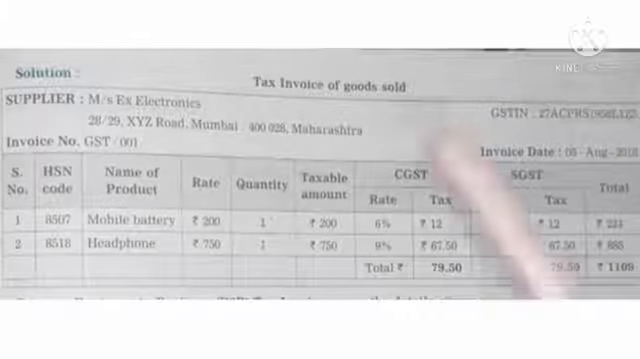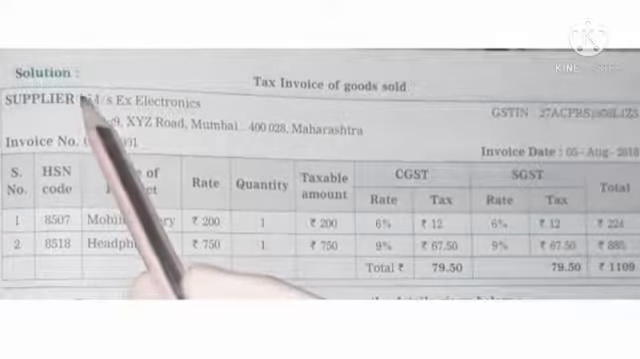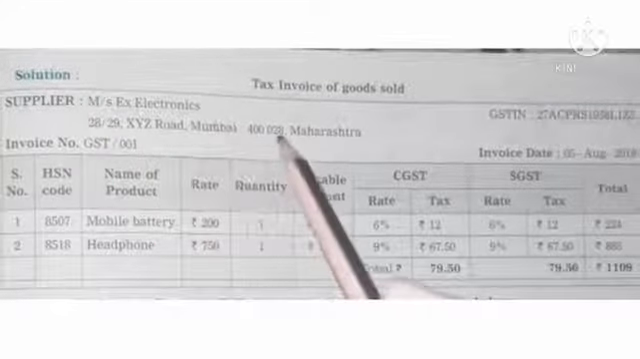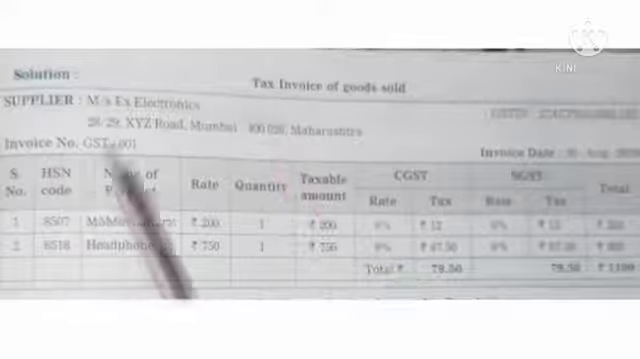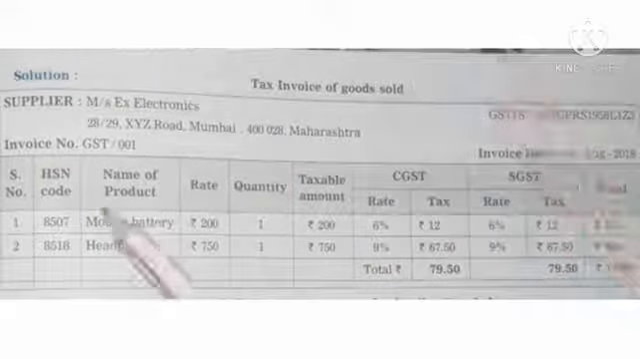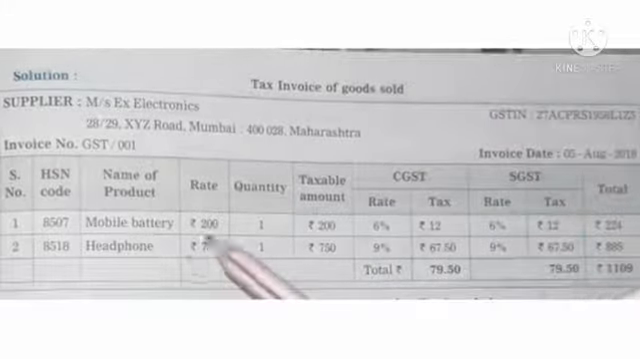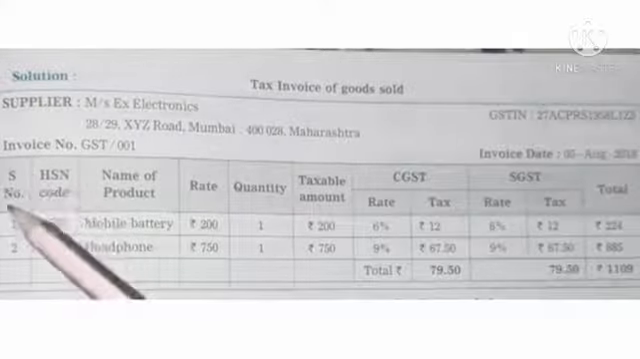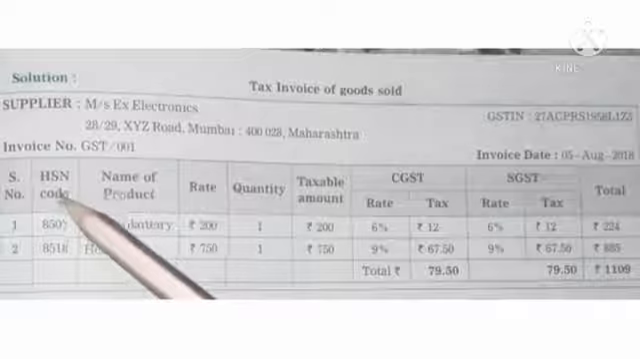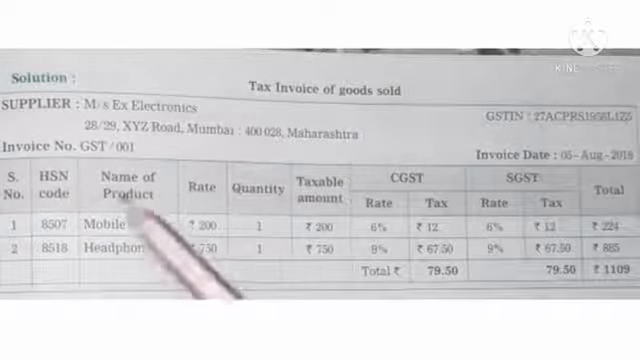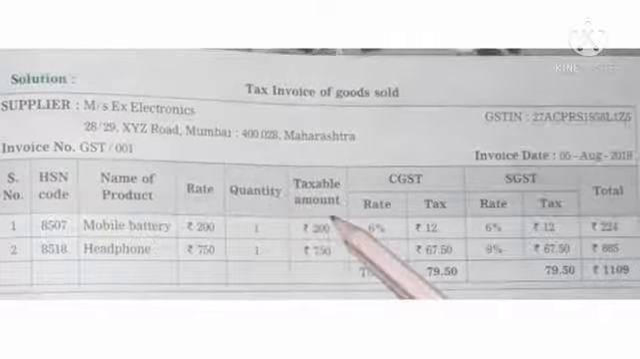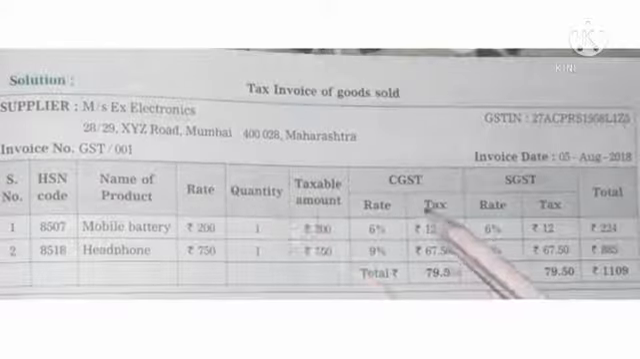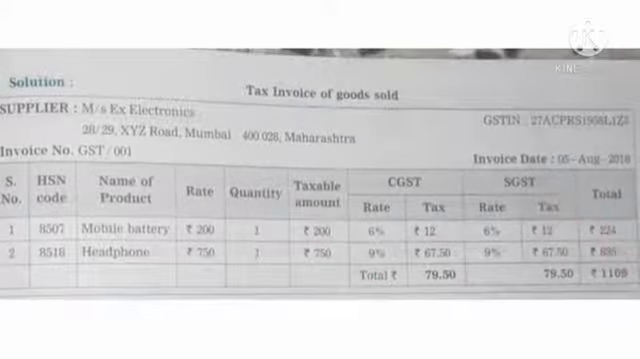Okay, then first you write supplier name, address, mobile number if possible and email address, then invoice number and GSTIN number. Then construct the tax invoice. We have to prepare the bill. Serial number first, then HSN code, name of the product, rate, quantity, taxable amount. You write in this way. Then CGST, SGST and total.